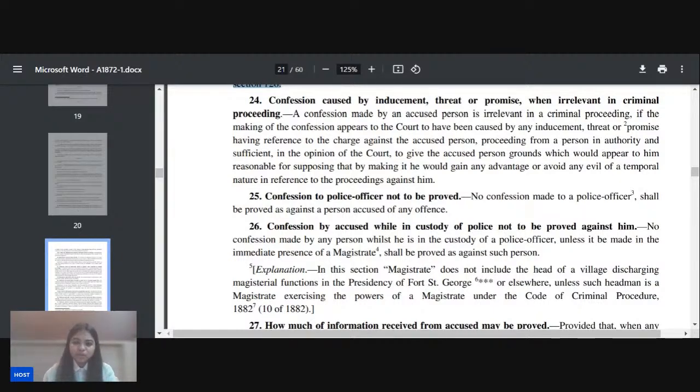A very important case on this is Pakala Narayan Swamy versus Emperor. Okay, Pakala Narayan Swamy versus Emperor is an important case. So there is a principle.